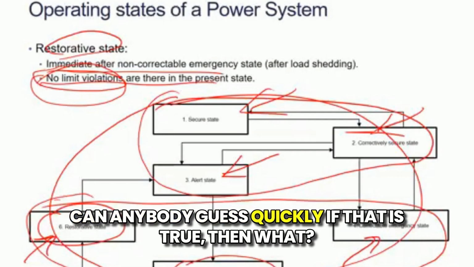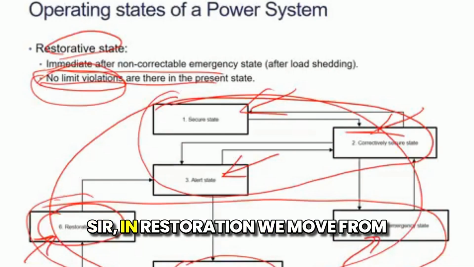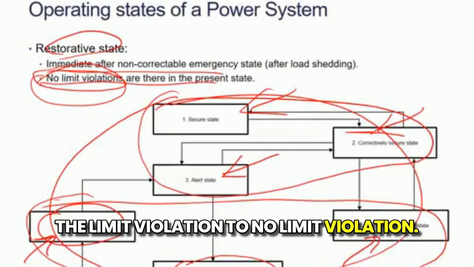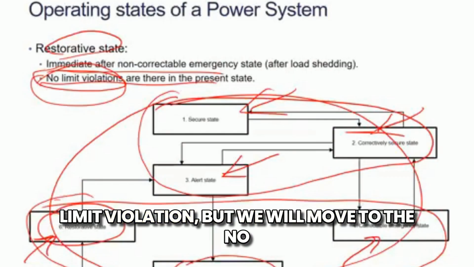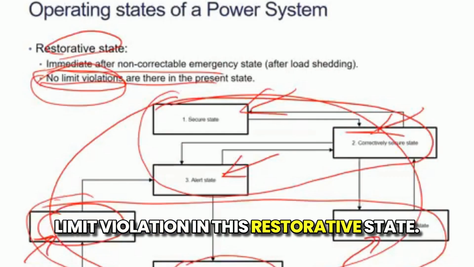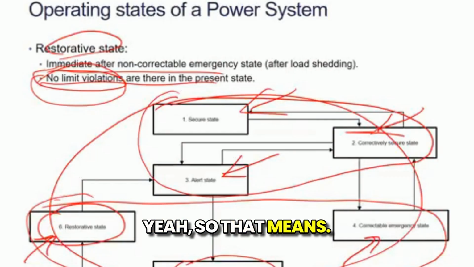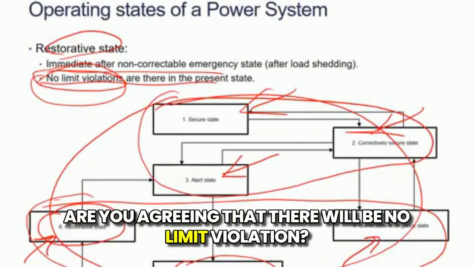Can anybody guess quickly? If that is true, then what? Sir, in the restorative state, we move from the limit violation to no limit violation. Initially, in the fifth state, there will be a limit violation, but we will move to no limit violation in this restorative state. Yeah, so are you agreeing that there will be no limit violation?